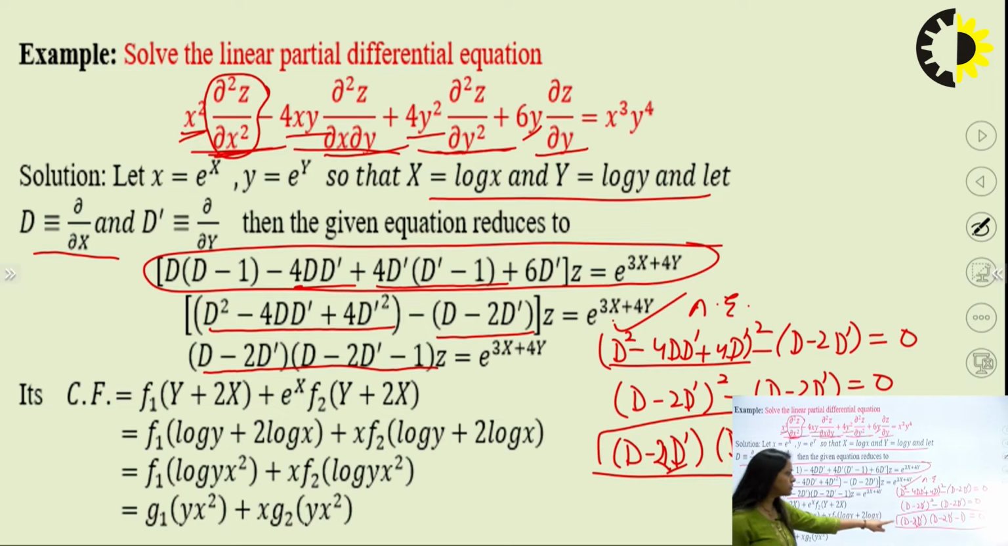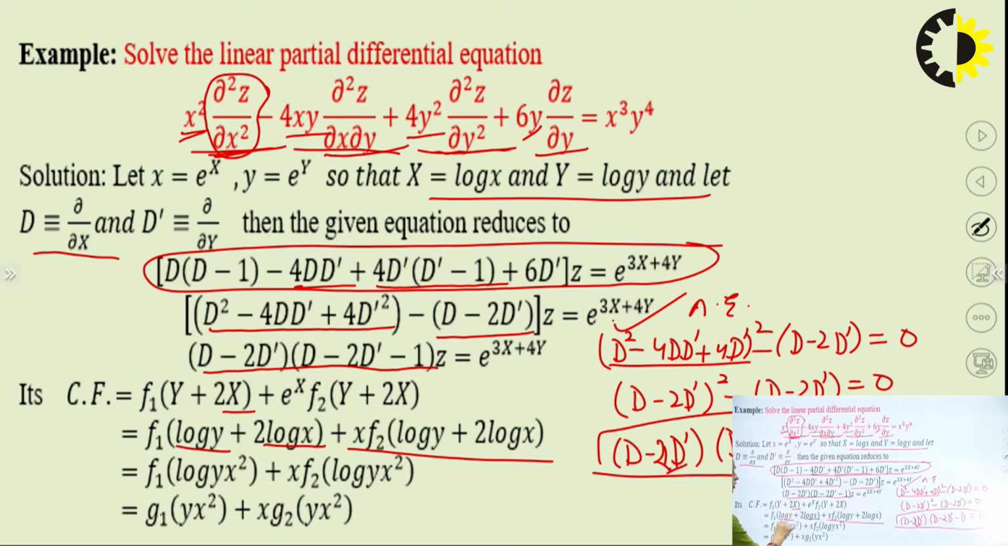So according to the first factor, the complementary function will be f1(capital Y plus 2 capital X), and for the second factor we will write plus e to the power capital X into f2(capital Y plus 2 capital X). And we also know that capital Y is log y, so we will replace it here. Capital X is log x, so we will write capital X is equal to log x, and here also.